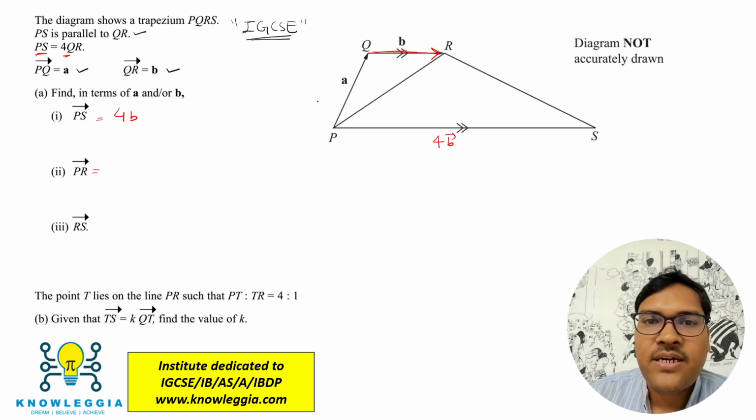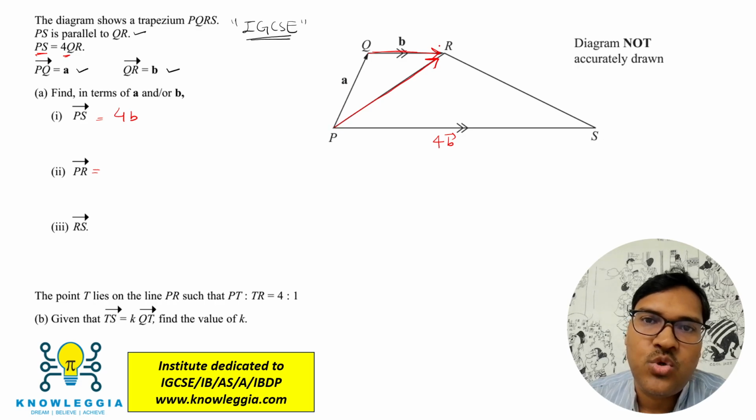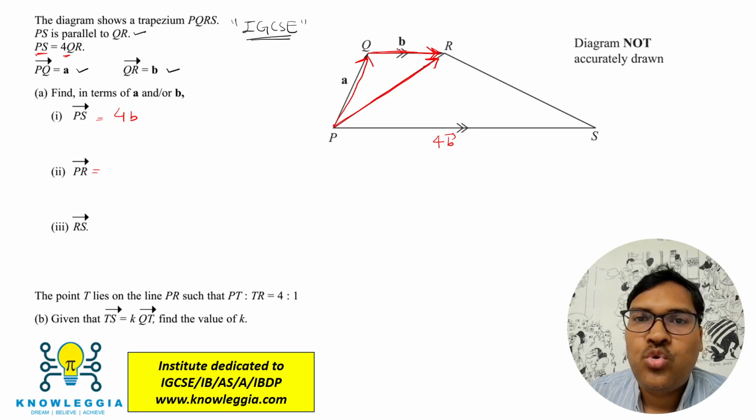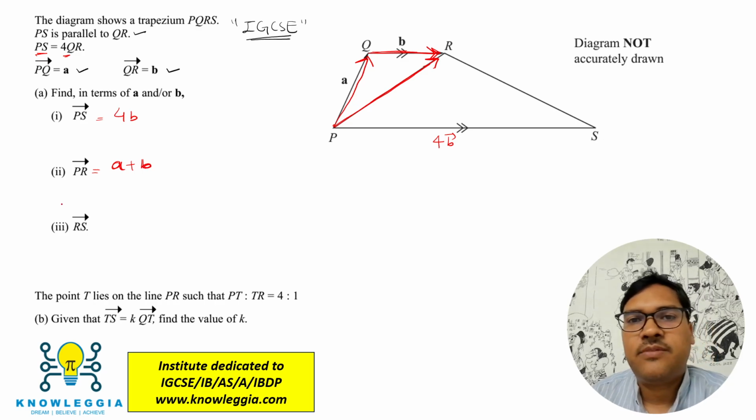Now what is PR vector? This is PR. Now you can see in this triangle PQR, if I apply the resultant of PQ vector plus this QR vector, this will be equal to PR vector. You can see I start from P, I reach Q, Q to R. So this is A plus B, same as PR vector. So can I say this is A plus B? Okay, so this is vector A plus vector B.